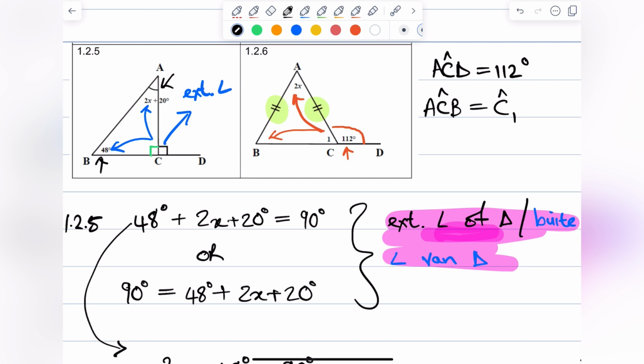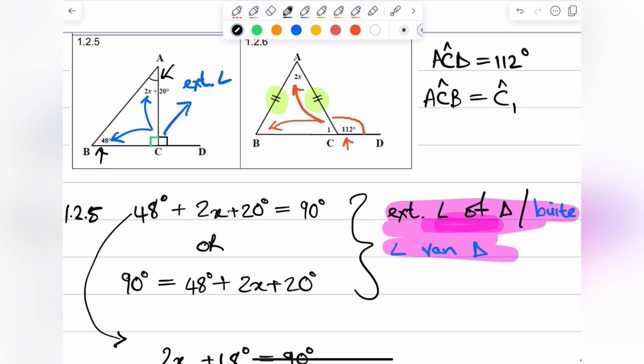So if we use the exterior angle property of a triangle, we first need to get some information inside the triangle, because there's not a lot there. We've got C1, which is equal to 68 degrees if you calculate it. So let's start there. I'm just going to clear the inside over here. So let's calculate the value of C1, because at the moment there's nothing else inside the triangle except for 2x.